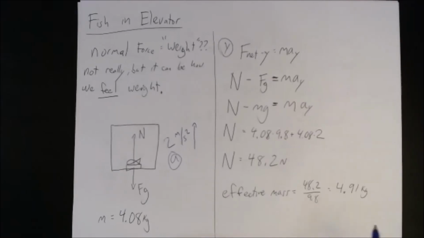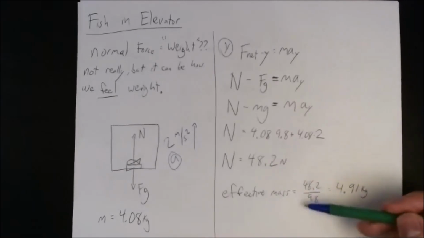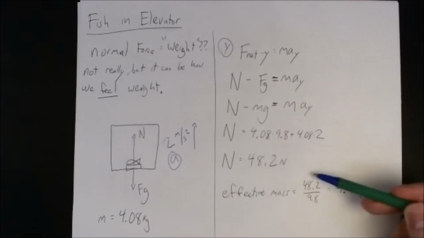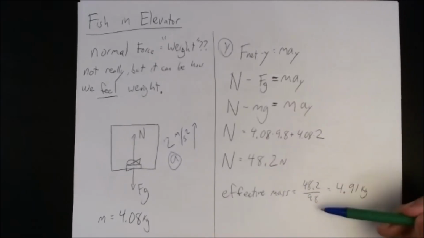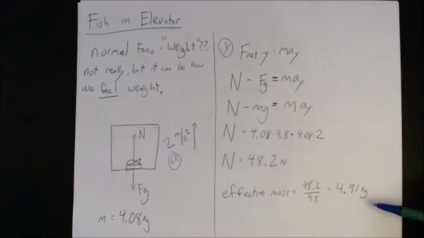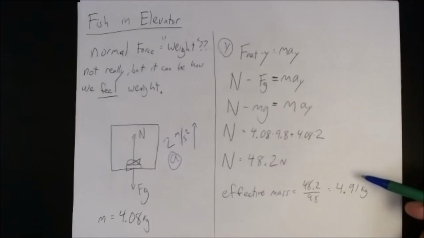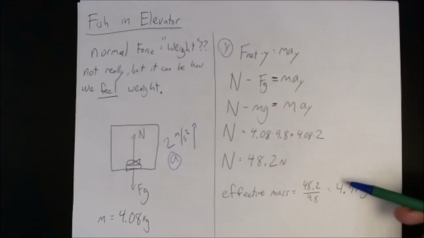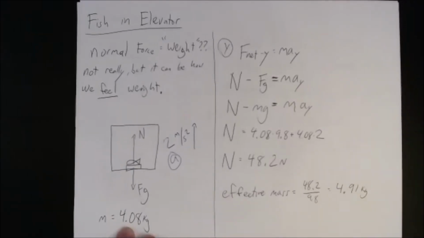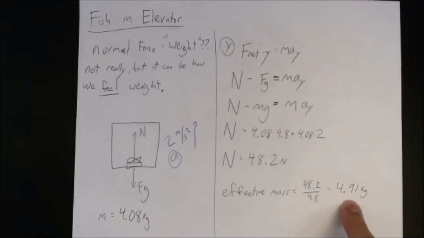So it gives you a mass in kilograms, but it does that by just taking how many newtons it's applying to you, 48.2, and dividing by 9.8 meters per second squared to give you what it thinks is your mass. And so you'd get 4.91 kilograms doing this. The actual mass of the fish is 4.08, but if the elevator is accelerating up, then that fish seems to have a greater effective mass like that.